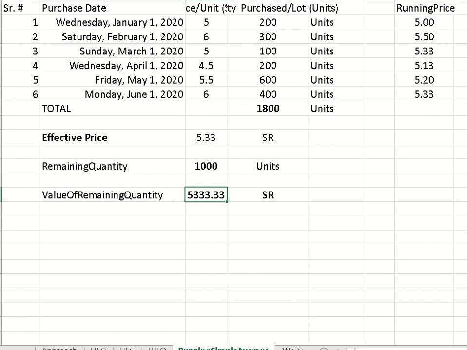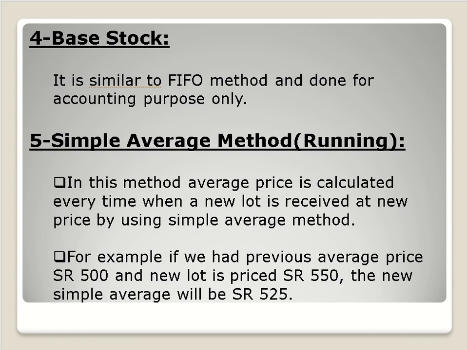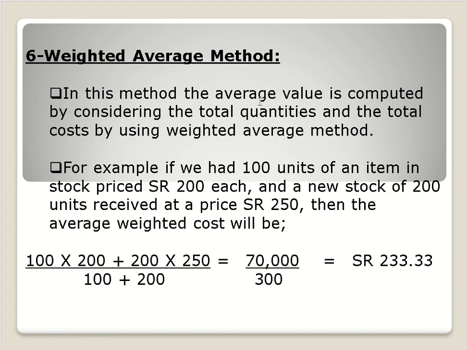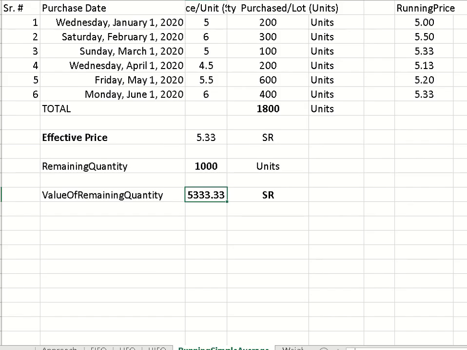Let's now go to the weighted average. In this method, the average value is computed by considering the total quantities and the total costs, using a weighted average. For example, if there are 100 units and the stock price is 200, you multiply them together. And then this one, 200 and 250, you multiply them together. And this is the quantity. So you add them, and this is the weighted average, 233.33. Let's take a look at an example.